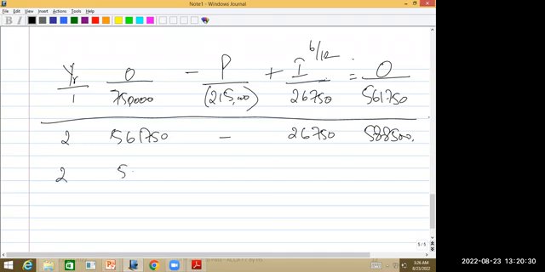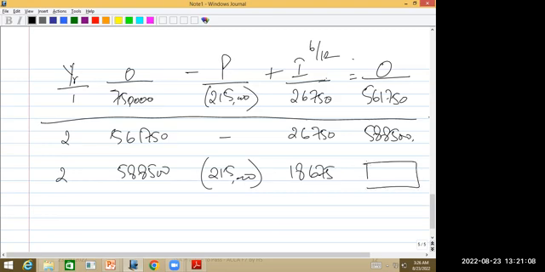Let me solve it completely first. Then minus 215,000. Then 6 by 12. 588,500 minus 215,000 into 10%, the interest is 18,675. Am I right? So this is my obligation at end.